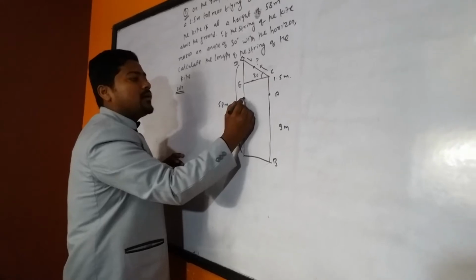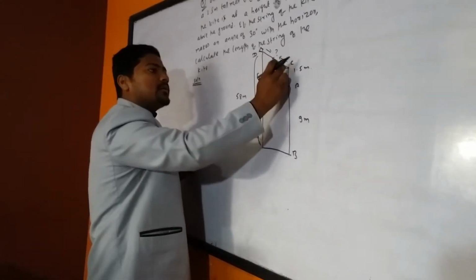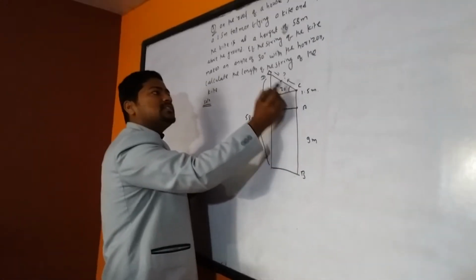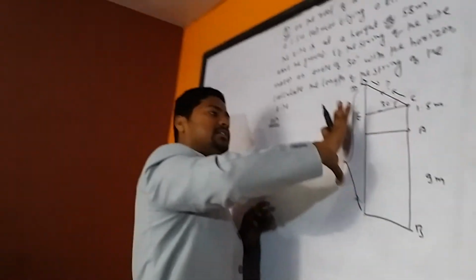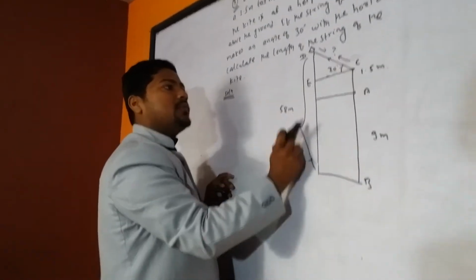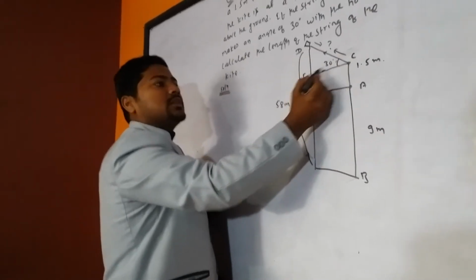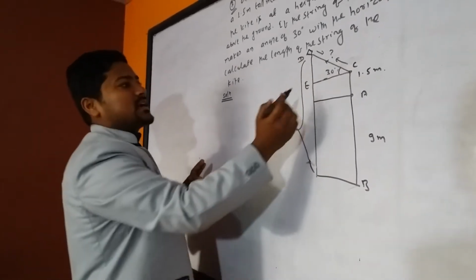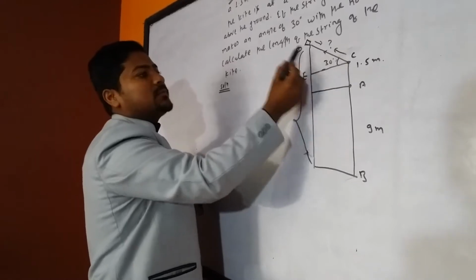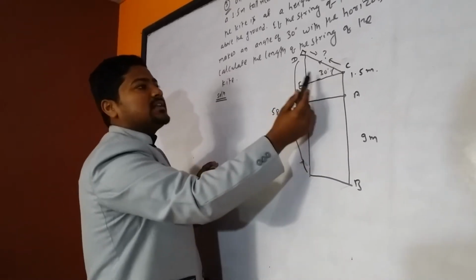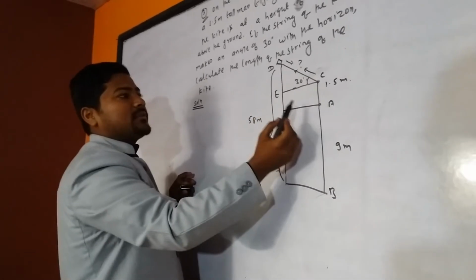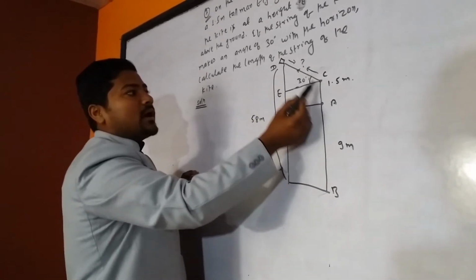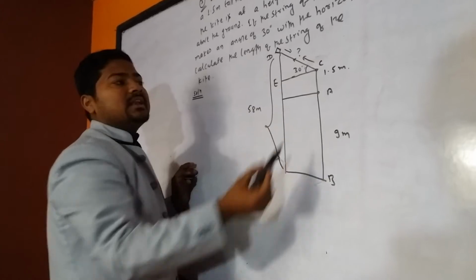So now from this top, a man is flying a kite. The kite is at a height of 58 meter from the ground, and the string makes 30 degrees with the horizon, and the question is asking to find the length of the string. So we have the right angle triangle CDE, and we have to find CD, the length of the string.